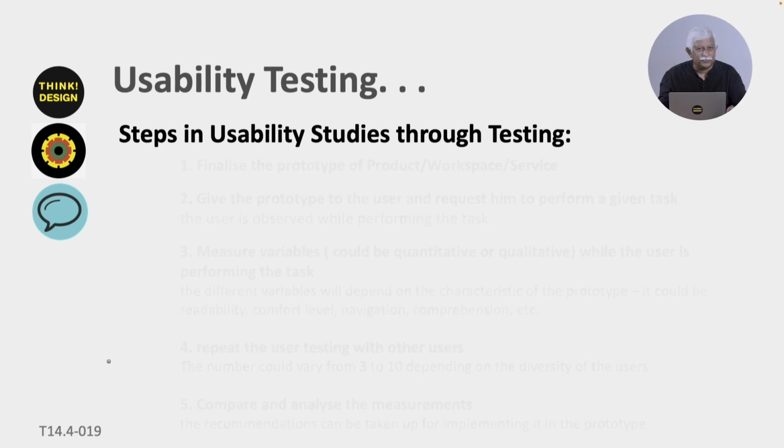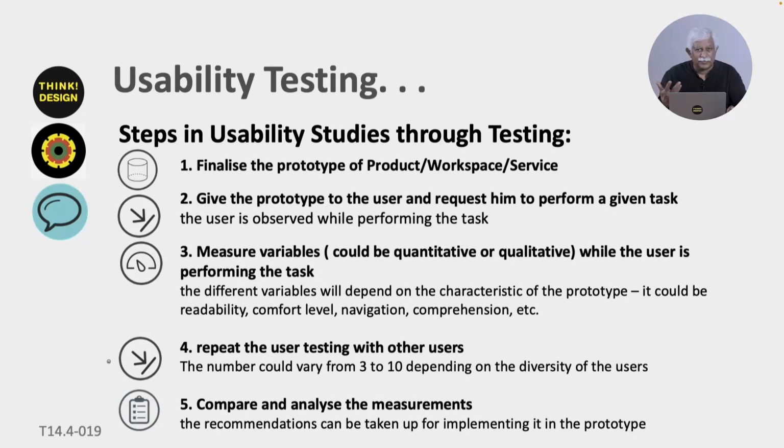Let's look at the steps. Finalize the prototype, give the prototype to the user and request them to perform a given task. The user is observed while performing that task. Measure the variables, which could be both quantitative or qualitative, while the user is performing the task. Then repeat the user testing with other users if you want to get more samples. Compare and analyze the measurements. The recommendations can then be implemented in the prototype.